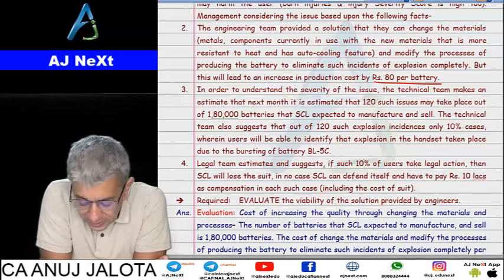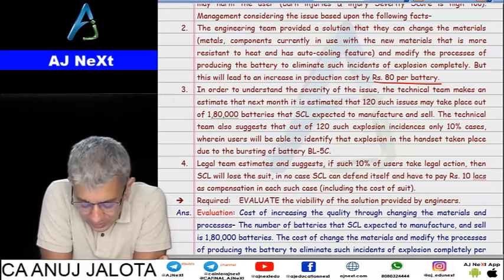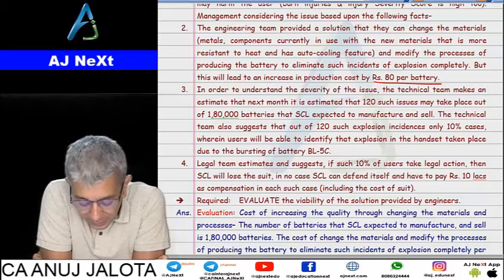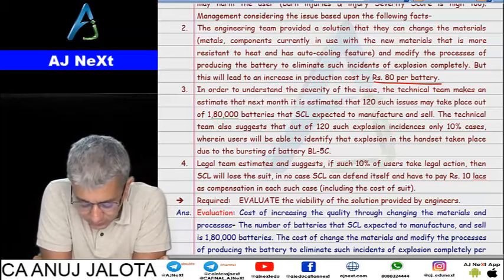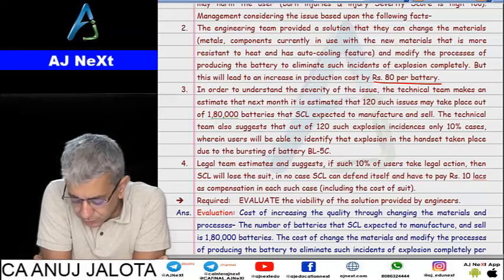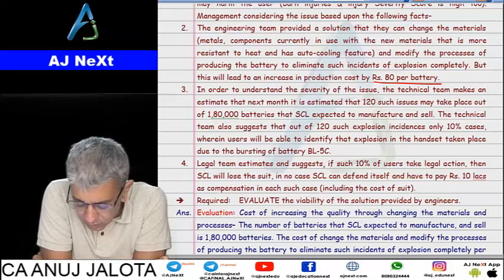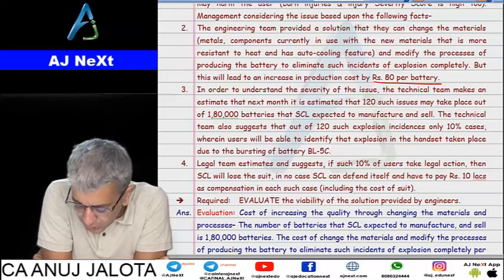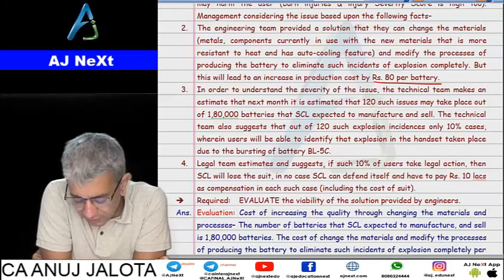In order to understand the severity of the issue, the technical team estimates that in the next month, 120 such issues may take place out of 180,000 batteries that SCL is expected to manufacture and sell. The technical team also suggests that out of 120 such explosion incidences, only 10% of cases are ones wherein the users will be able to identify that the explosion in the handset took place due to bursting of the battery BL5C.